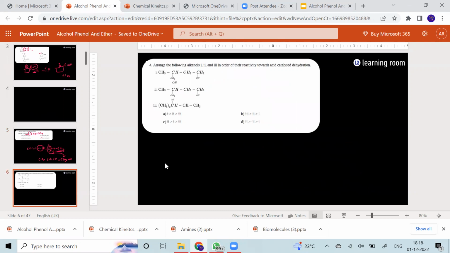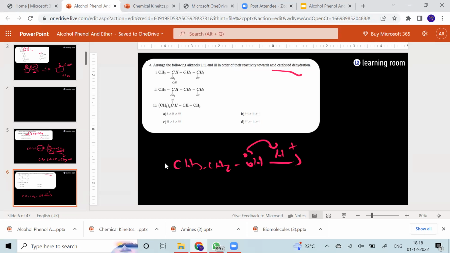Arrange the following alkanols 1, 2, 3 in the order of their reactivity towards acid catalyzed dehydration. Now, you have to understand how the mechanism works, right? So what happens here, for example, if I have CH3CH2OH? Now we are going for acid catalyzed dehydration. That means first H+ comes.